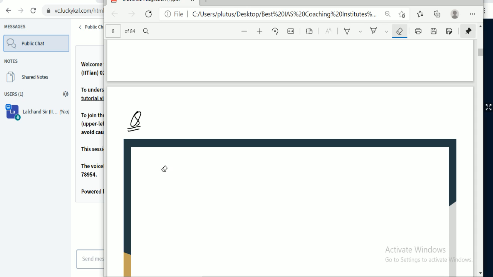This time our problem is: limit as n tends to infinity. And what is the equation? We have been given a sigma series, sigma of k equal to 1 to n of k divided by n square plus k square. We have to find this limit.